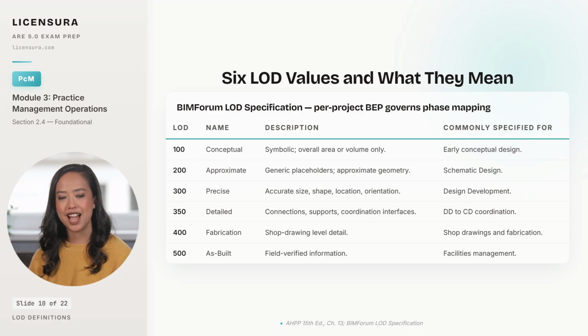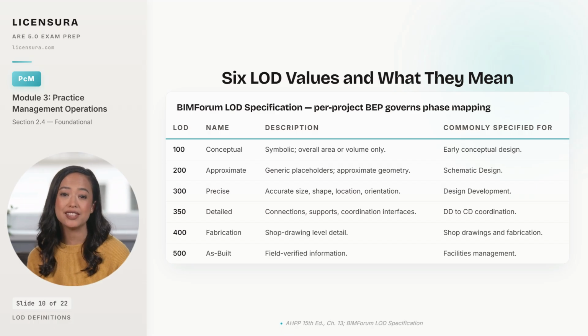LOD 350 adds connections, supports, and coordination interfaces, the bridge level between DD and CD where multidiscipline clash detection becomes meaningful. LOD 400 is fabrication level, shop drawing level detail, used by trades and fabricators rather than designers. And LOD 500 is as-built, field-verified information for facilities management. Worth noting that LOD 500 was dropped from the current BIM Forum specification, but still appears in AIAG 202 from 2013, which is the contract document many projects still reference.